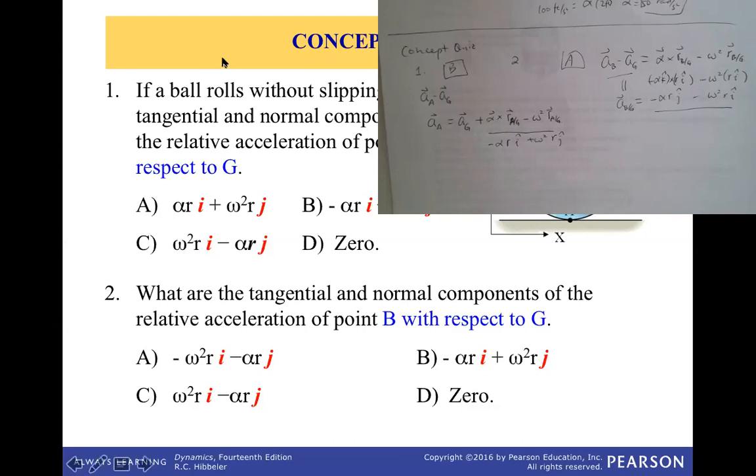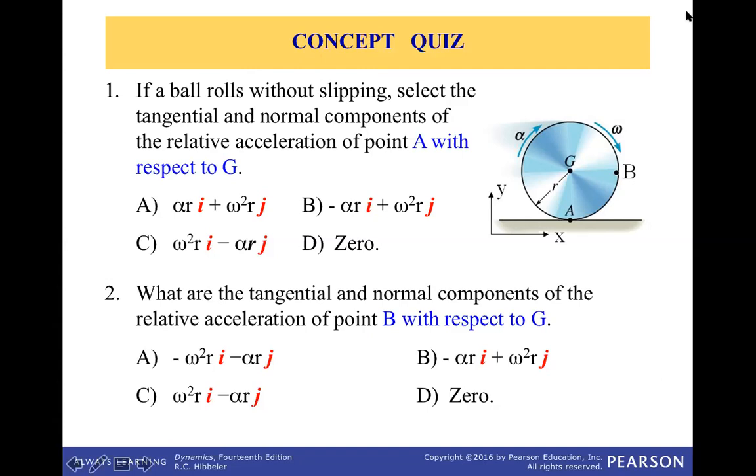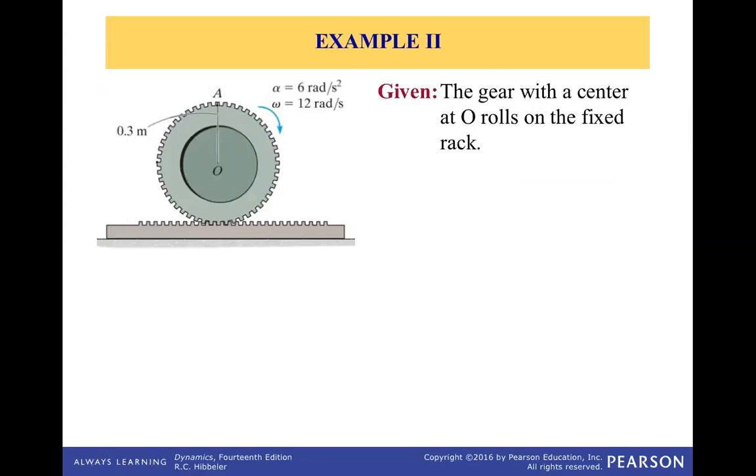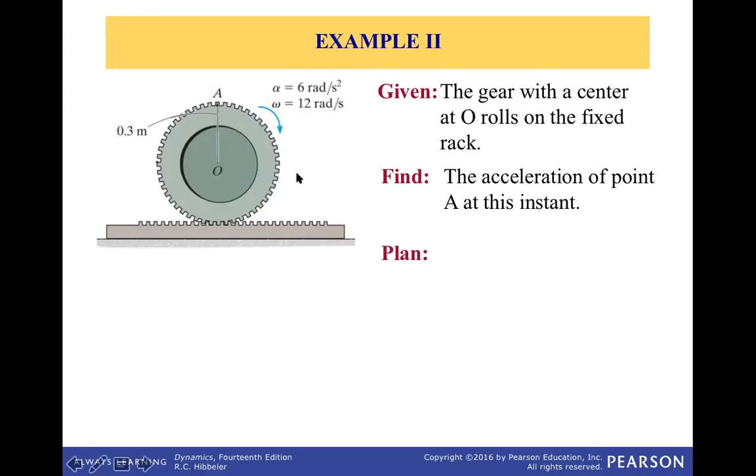Any questions you might have before we move on? Okay, so let's move on here. On example number 2, this one says the gear with a center at O rolls on a fixed rack. It's looking for the acceleration at point A on the top. That means at the bottom B here, the velocity is 0, but the acceleration of the gear is not 0. We can take a look at this one together.